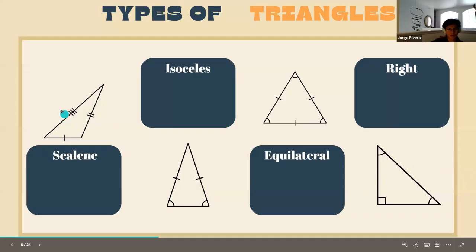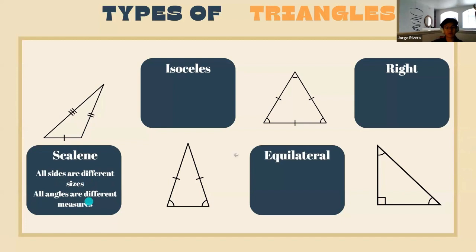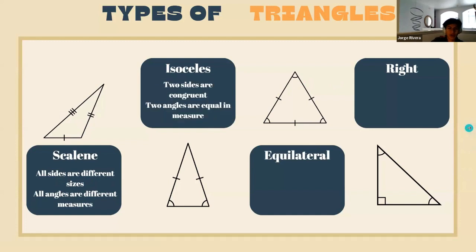All right. So here are the types of triangles. I'm going to go pretty fast. So here we have a scalene. All sides are different, and all angles are different angle measures, right? And then here we have an isosceles. So 2 sides are congruent, and 2 angles are equal in measure.